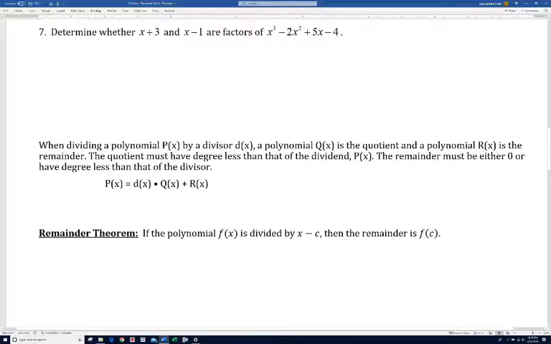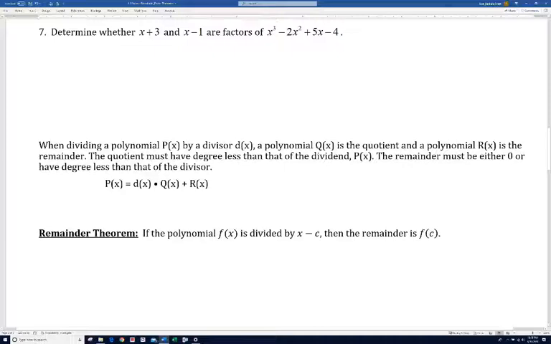All right, so this is part two. We're going to be looking at the remainder theorem and the factor theorem. And before we do that, though, let's do this problem number 7. It says determine whether x plus 3 and x minus 1 are factors of what we have here. So basically, if we do synthetic division and we get a remainder of 0, we know that we have something that's a factor. So let's go ahead and try x plus 3 first.